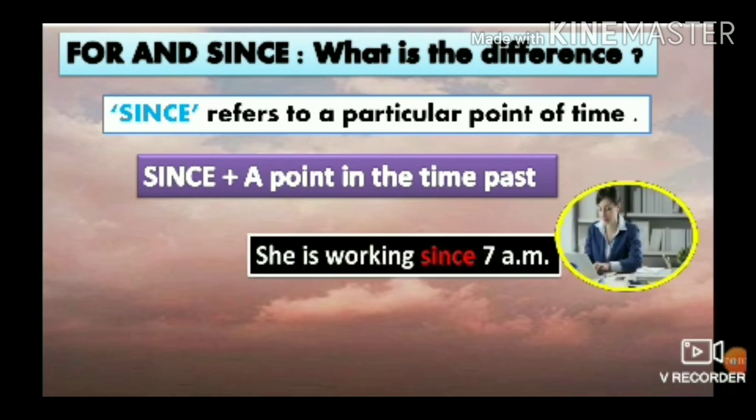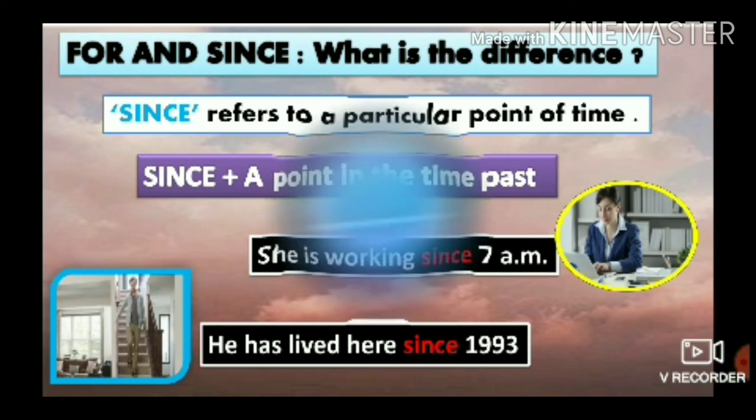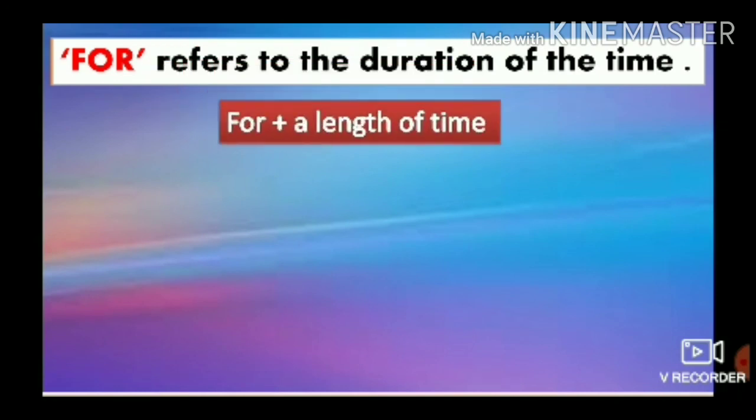Example: She is working since 7 a.m. He has lived here since 1993. Here, in working and lived, the action has started already, but still it continues. Let's see about for. For refers to the duration of time. We use for to talk about a length of time, and for refers to a period from start to end.